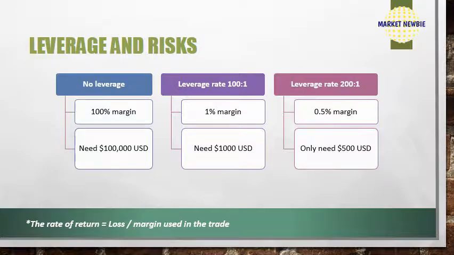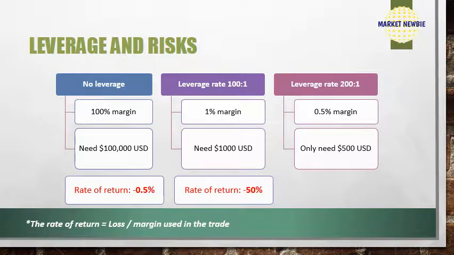With no leverage, your loss is 0.5%. With leverage rate of 100 to 1, the loss is actually 50%. If the rate is 200 to 1, your loss is actually 100%. That means you lost all of your investment at the very beginning. As we can see, leverage is associated with risk.